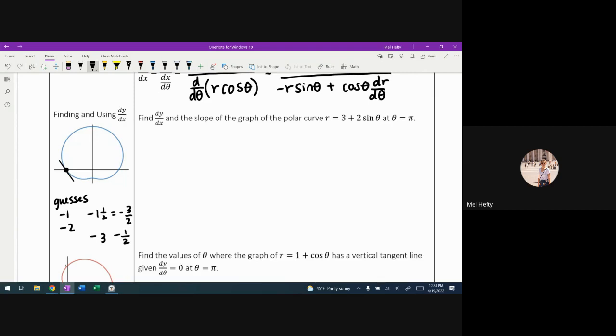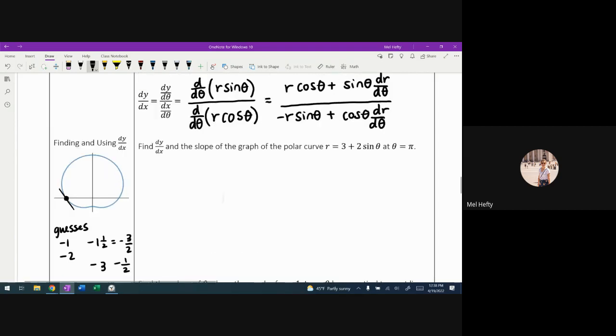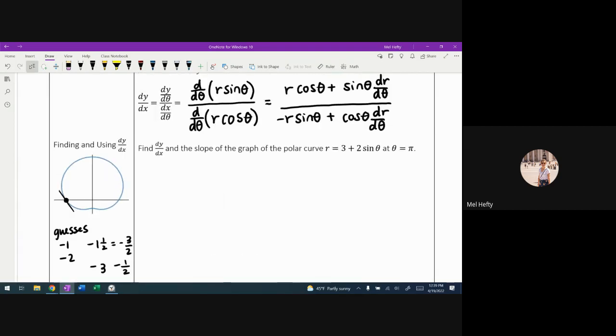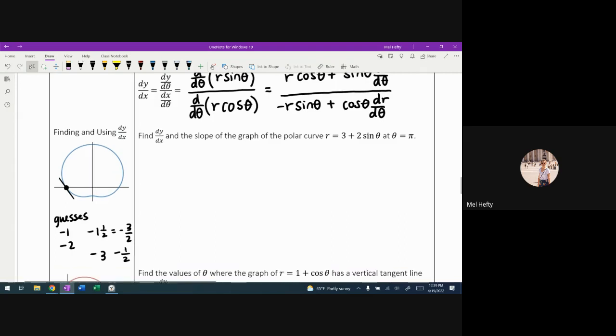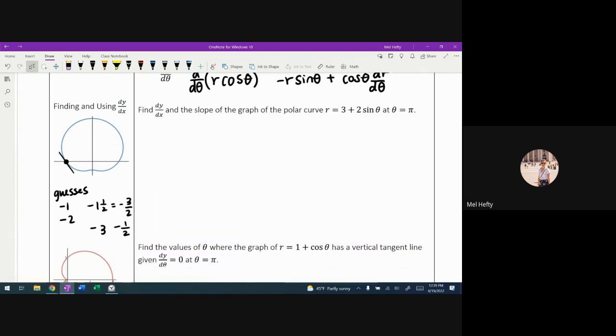All right, so let's find it. Since this is a huge derivative, I like to do dy d theta and dx d theta completely separately, like we did in parametric, and then put them together at the very end, especially because I'm going to have to be plugging in trig as well. So let's set up what we think y is, find dy d theta, and then plug in theta equals pi.